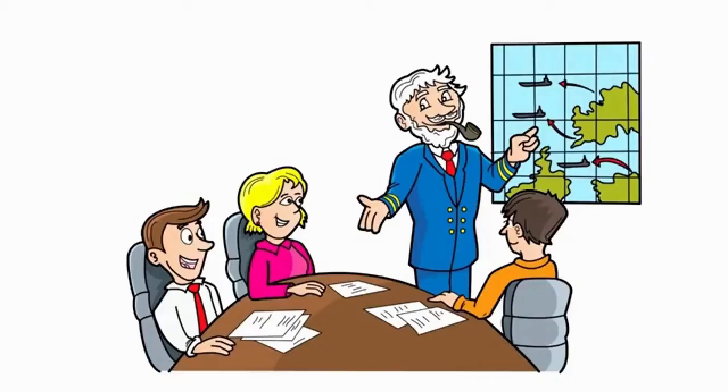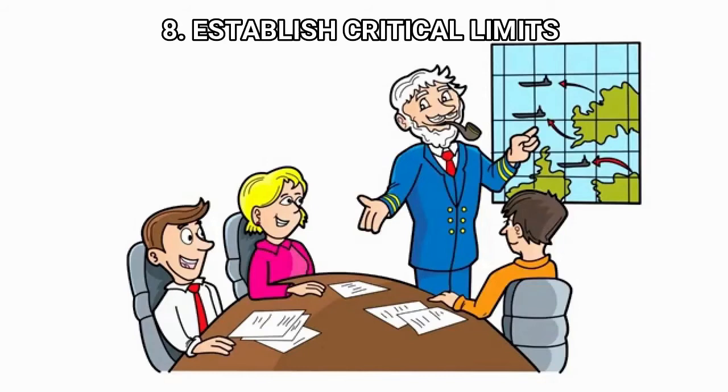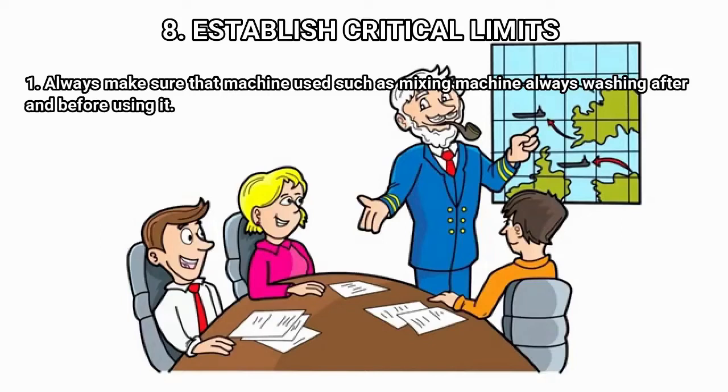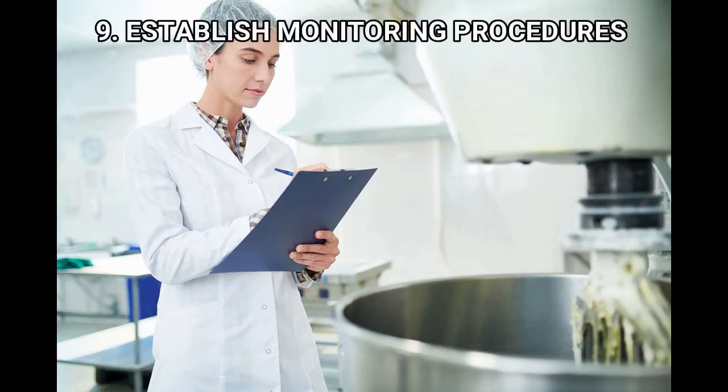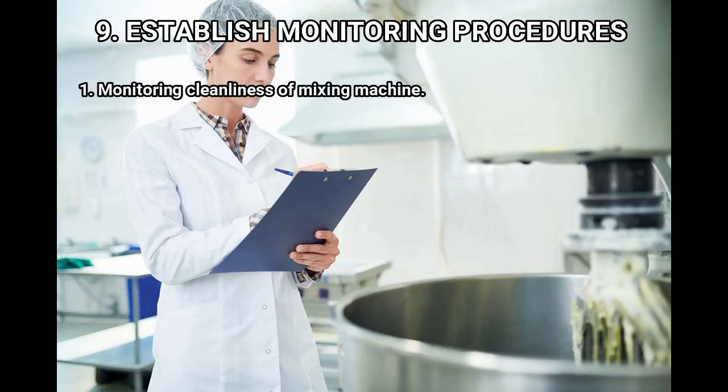At the eighth step, establish critical limits. Always make sure that machines used, such as the mixing machine, are always washed before and after using. Temperature of boiling at 90 Celsius for about 10 minutes to control Clostridium botulinum, Clostridium perfringens, or Bacillus cereus. At the ninth step is to establish monitoring procedures. Monitoring cleanliness of the mixing machine. Monitoring temperature level during the boiling process.